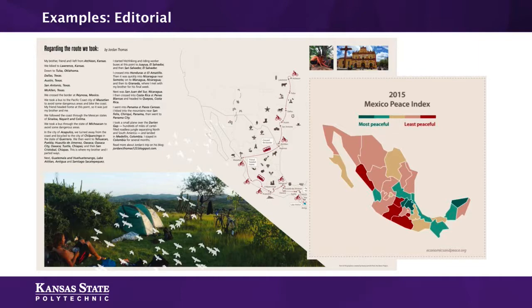So the idea was, this map of Mexico showing where the most violent parts are, where there's lots of drug cartels and things like that, would be interesting to show how that compared to the journey that he took. By doing that, you get a sense of what were the dangerous parts of his journey, where did those happen? And then the other little illustrations there give you a sense of place and culture that he encountered throughout the journey.